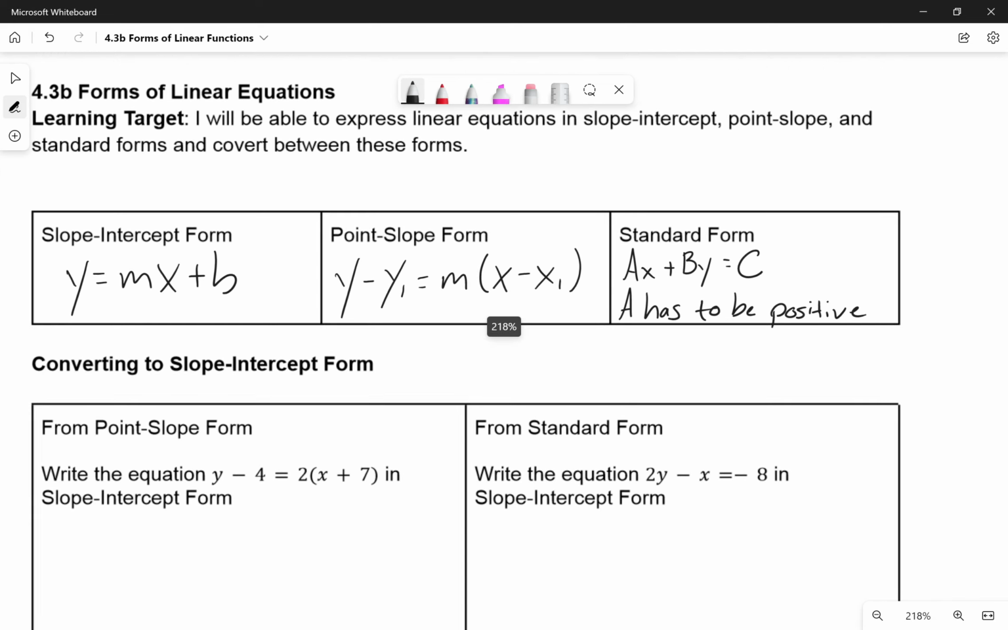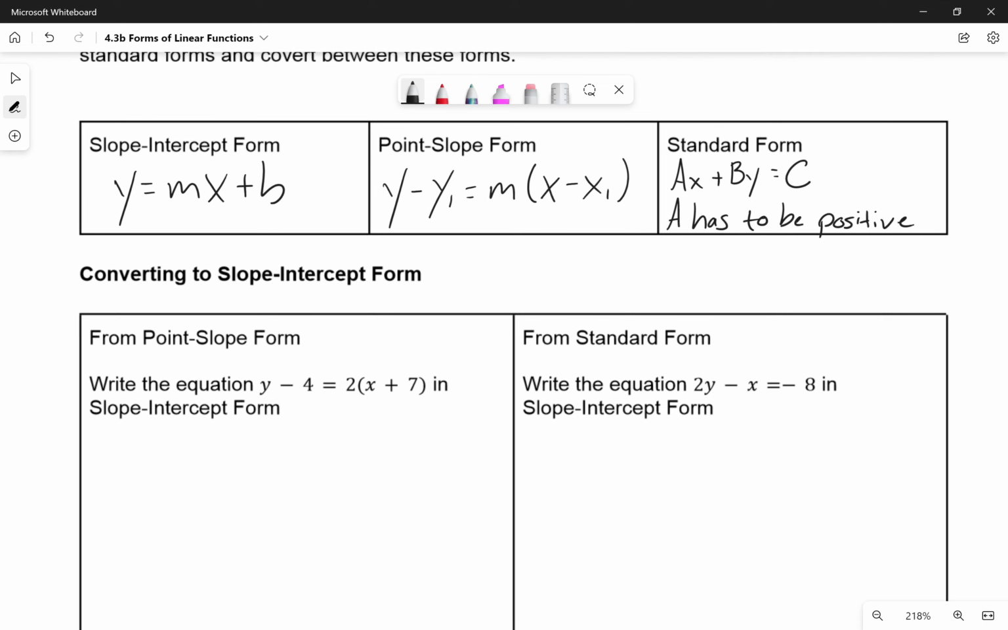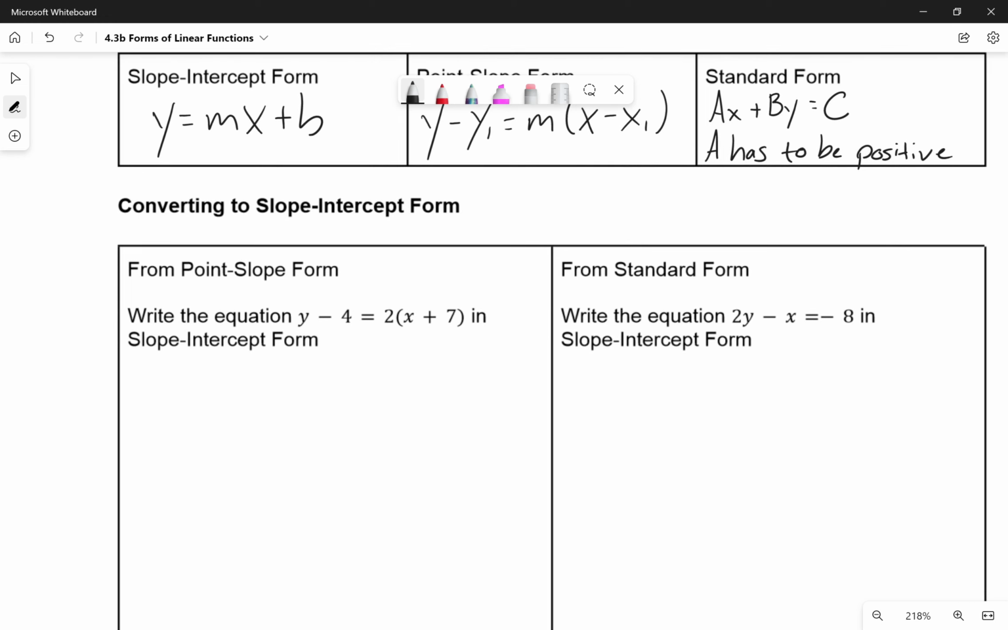So now our goal is to be able to convert between these forms. So if we look at our notes here, we're going to be converting to slope-intercept form for our next examples. But for our first one, we're starting from point-slope form. And they gave us the equation y minus 4 equals 2 times the quantity of x plus 7. And our goal is to be able to convert it to slope-intercept form.